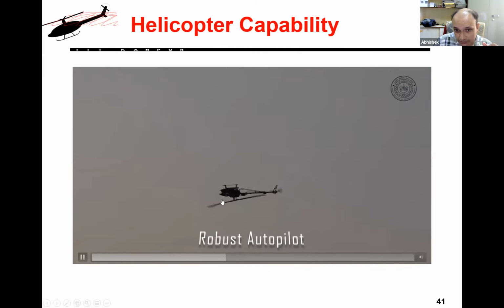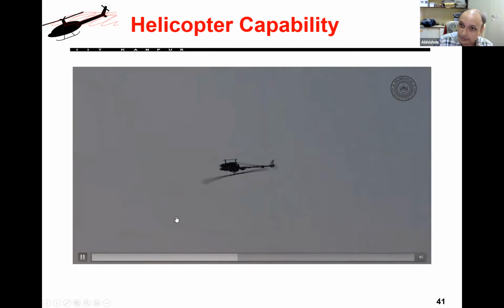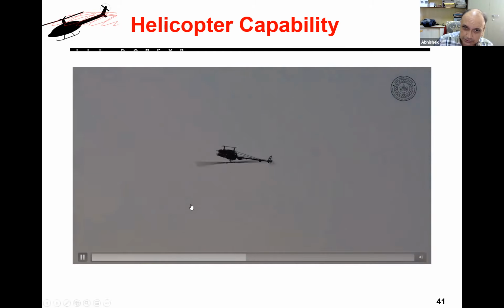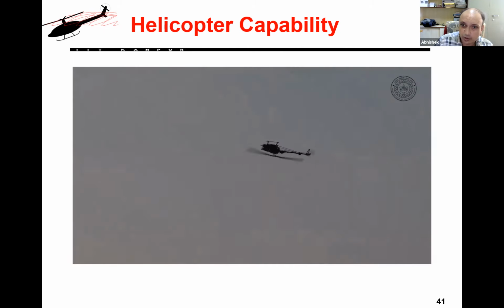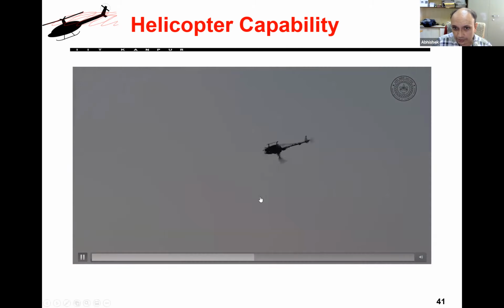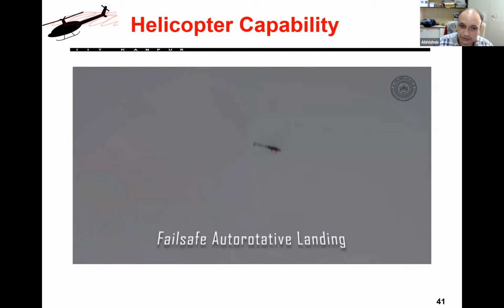Some of our students have been working on this robust autopilot, which allows this helicopter to fly upside down or do aggressive maneuvers. The reason we developed this kind of robust autopilot is that when you're flying in extremely challenging environments where there is a lot of wind, these small unmanned aerial vehicles are susceptible to wind. Wind can toss you upside down. You cannot do anything about that. So that's why we worked on developing this autopilot, which can handle such disturbances and still be able to come back to its original orientation.